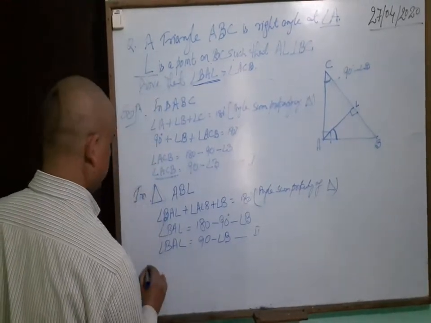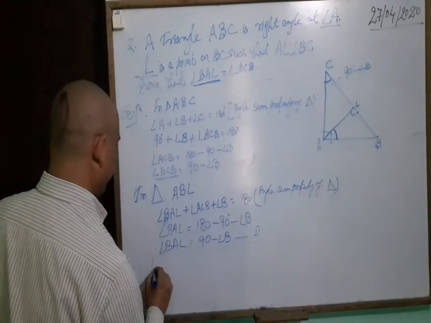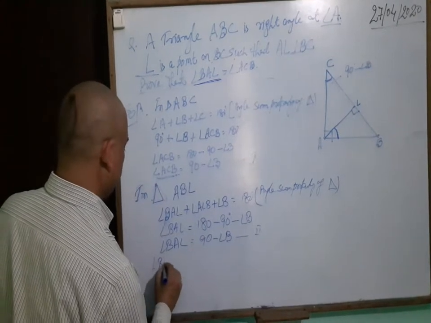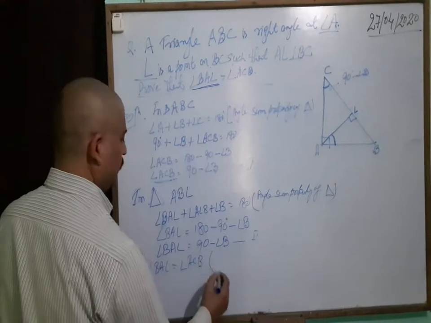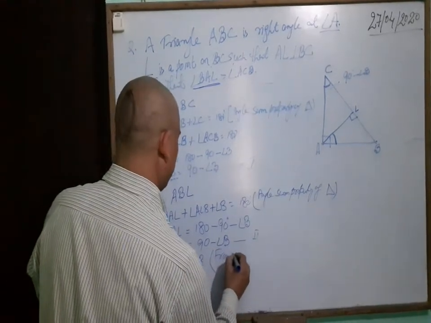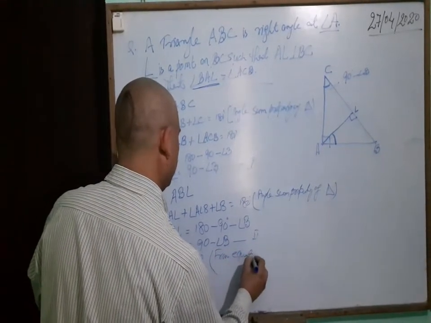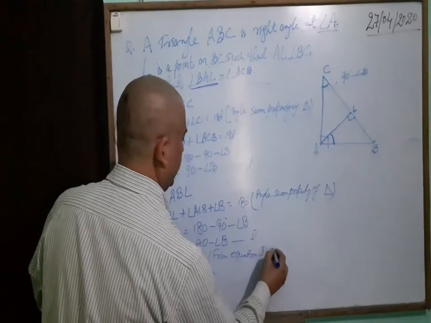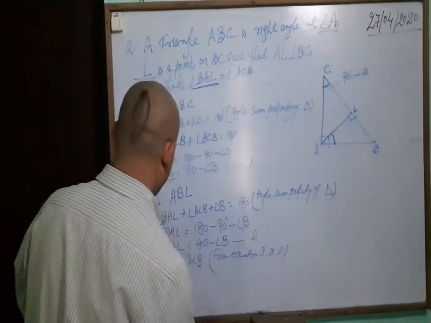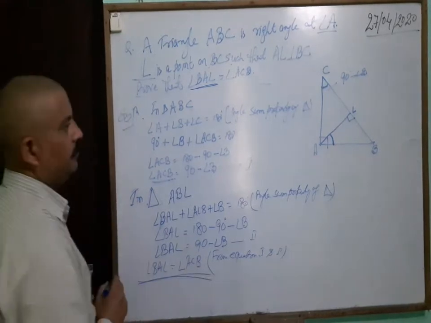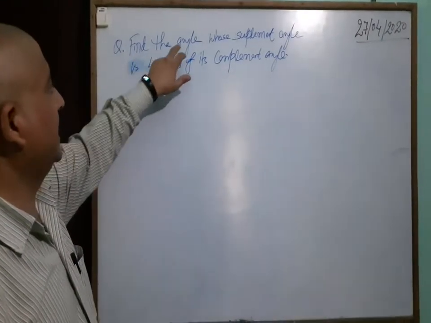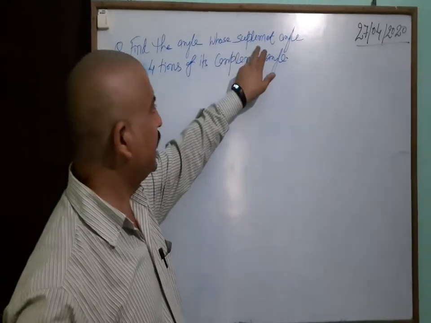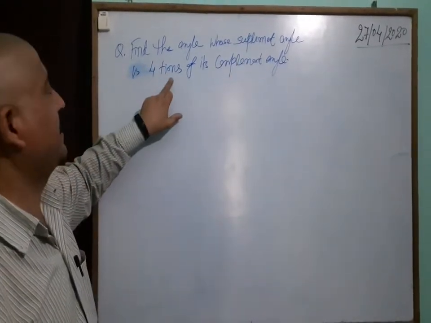We have written that angle BAL equals angle ACB from equation 1, and that's the proof. Next question is: find the angle whose supplement angle is 4 times of its complement angle.